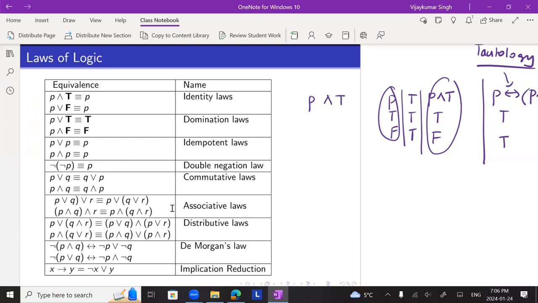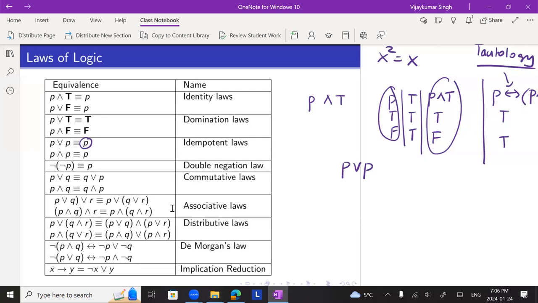Now, another one is P or P is P, and P and P is P. Makes sense, right? These laws are called idempotent laws. The name is not important again. In mathematics, if some number satisfies x squared equals x, that number is called idempotent. That's where the name comes from. Here P or P gives you P, and P and P also gives you what? You can check that. If you're not sure, check it.